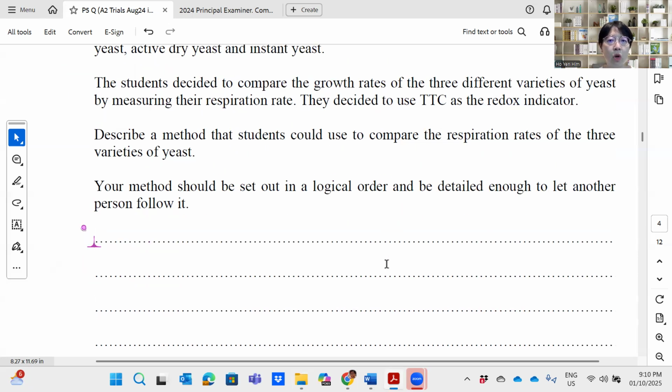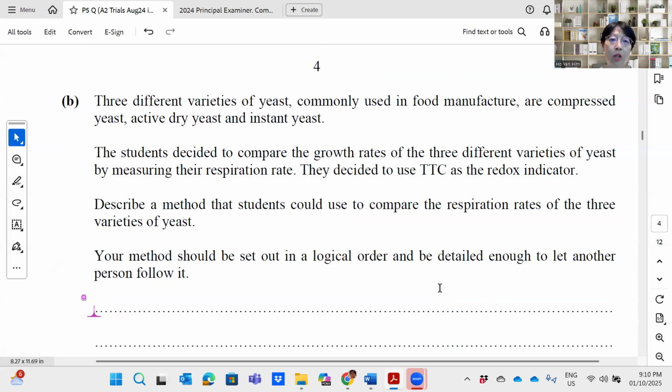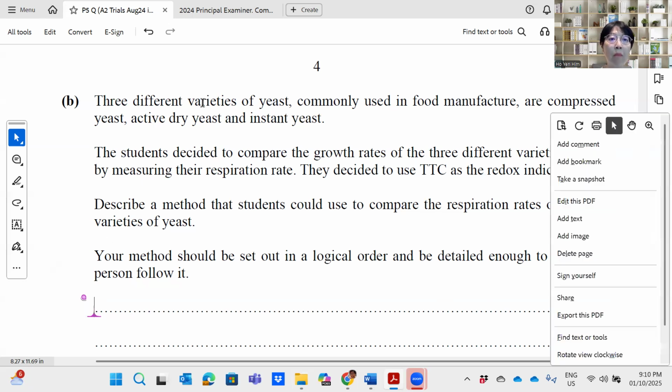Right. So here, they give you compressed yeast, you know. So you must start from compressed yeast and then start your description. Compressed yeast. Okay, that means you need to make the yeast suspension out of the 3 of them.